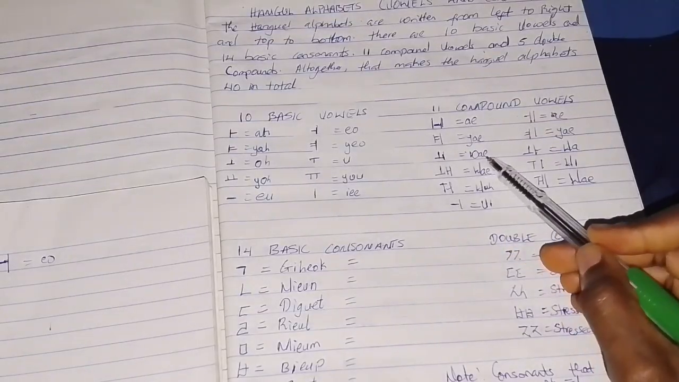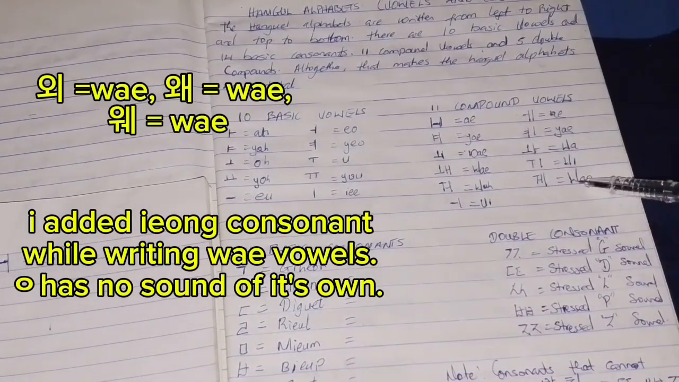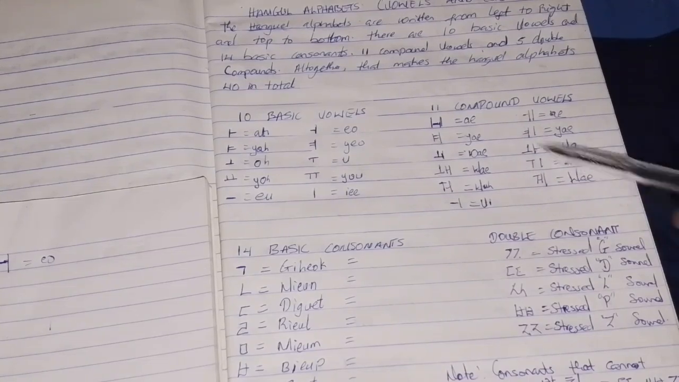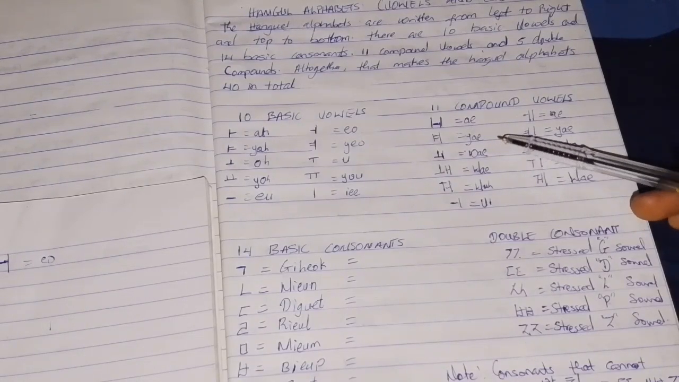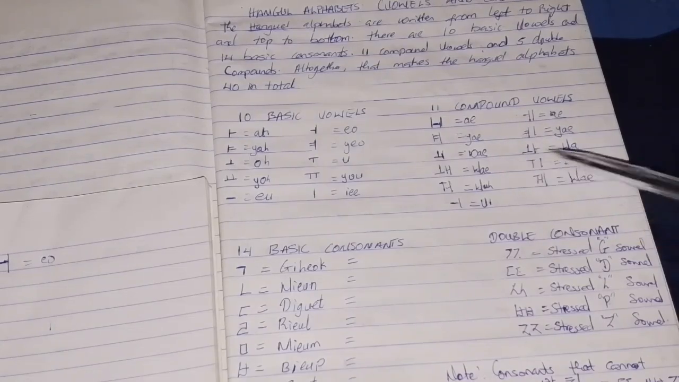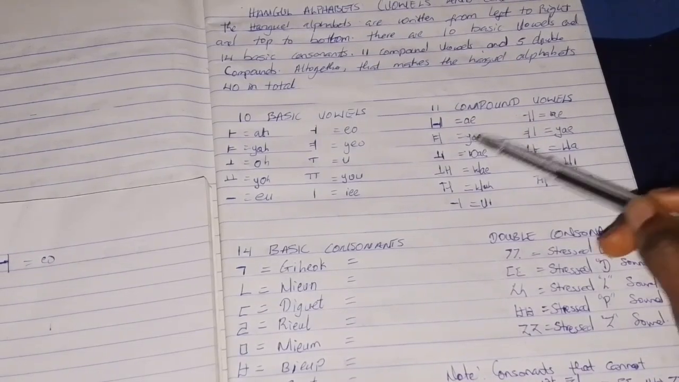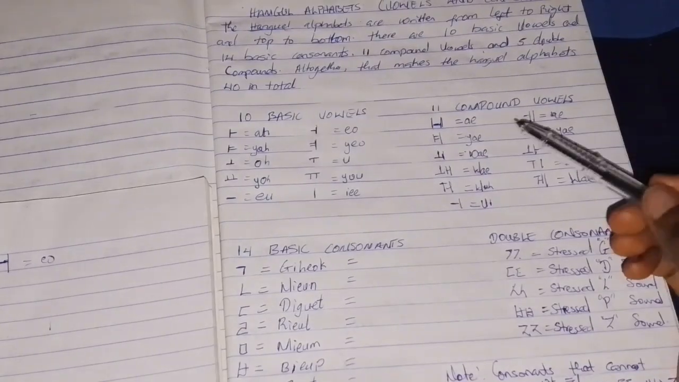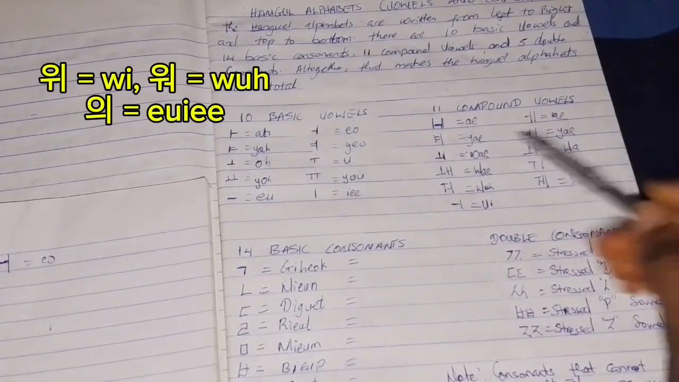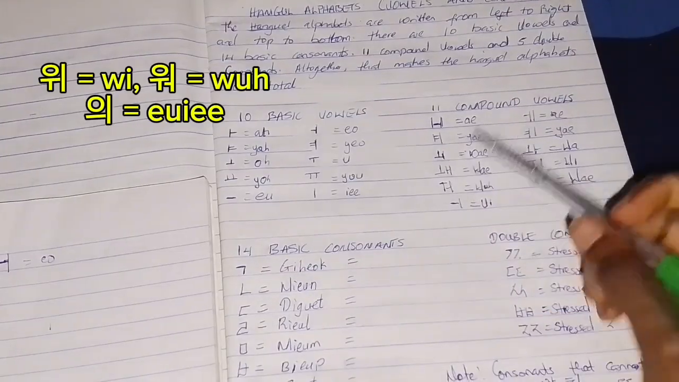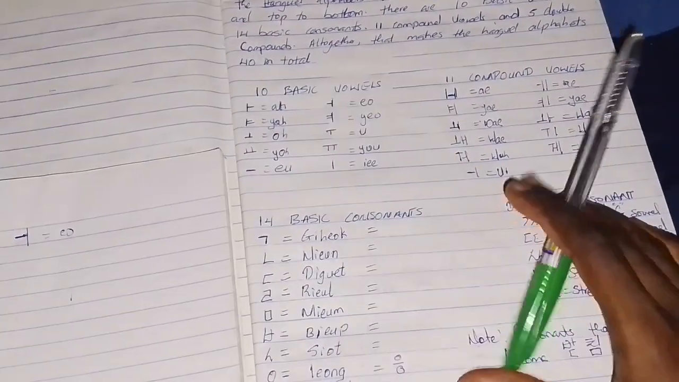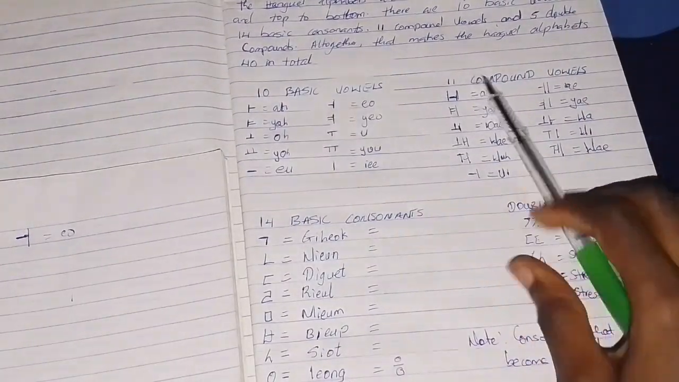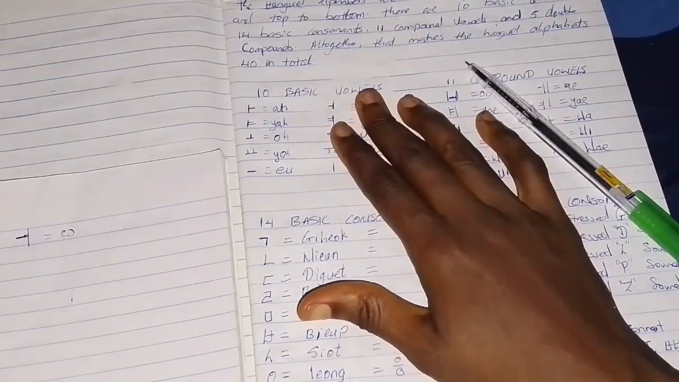Then this is way. So these three, one, two, three, they have the same pronunciation. You can just remember that they have the same pronunciation. I'm not too sure yet, but I think they have a distinct difference. But as a beginner, just remember they have the same pronunciation. So this is we, this is wa, and this is ui, a combination of u and e. So it's ui. So that's that for the 11 compound vowels and the 10 basic vowels. So we're done with the Korean vowels.